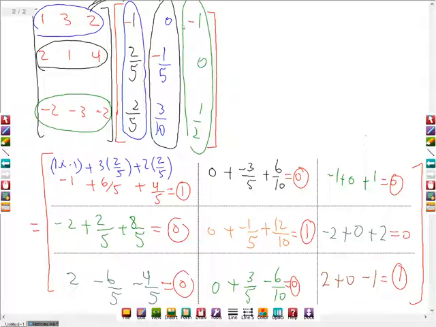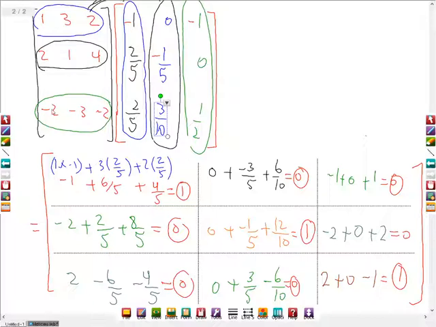Then again, you go to this column here, 2 times 0, 0, 1 times negative 5, negative 1 over 5, 4 times 3, 12 over 10. Then again, 2 times negative 1, negative 2, 1 times 0, 0, 4 times half is 2. Again, here 2 times negative 1 is negative 2, 1 times 2 over 5, 2 over 5, 4 times 2 over 5, 8 over 5, 2 times 0, 0, 1 times negative 1 over 5, negative 1 over 5, 4 times 3 over 10 is 12 over 10.